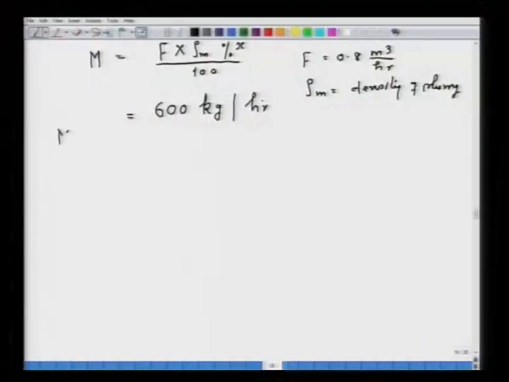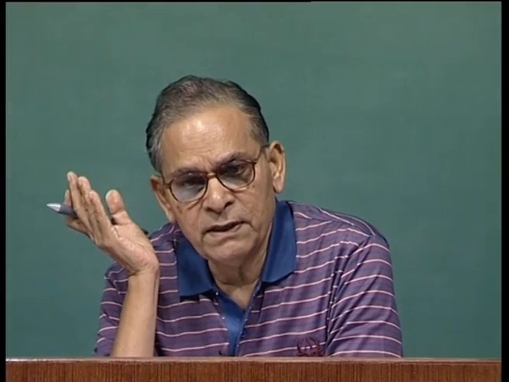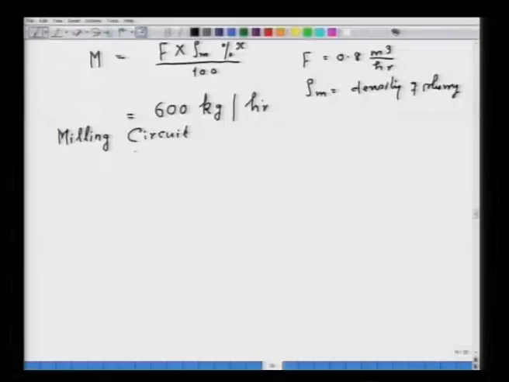Now, suppose I want to make a milling circuit, let me make a milling circuit. Very often in the milling circuit, the feed is fed into the rod mill, then it goes for the separation, then you have undersize, oversize and connected with the ball mill. So, a milling circuit, if it comprises of rod mill, hydrocyclone, and ball mill.